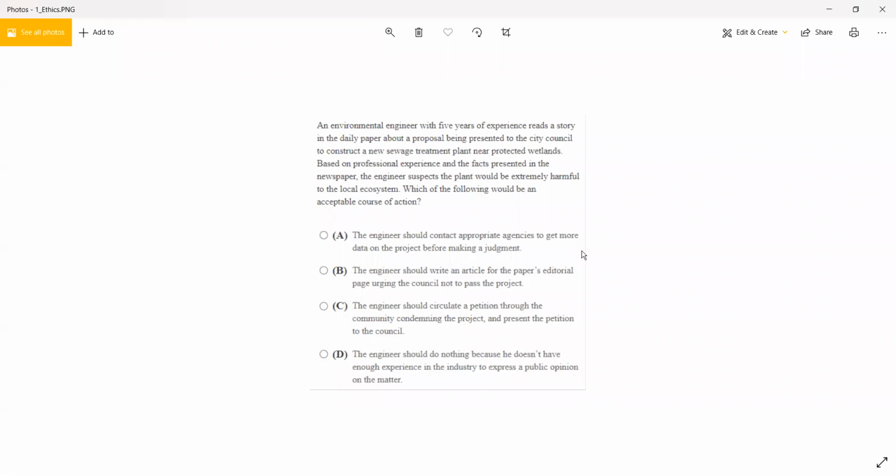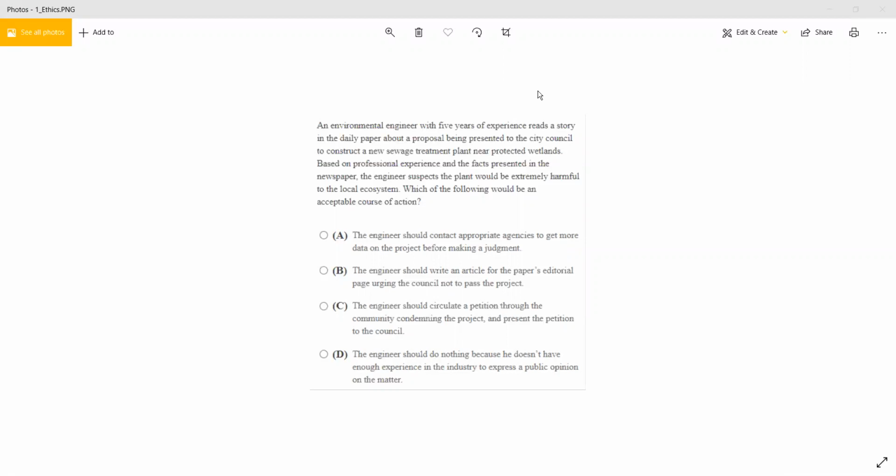So tell me, everybody. I'm going to put the poll up starting now. Oh, wait, hold on. Let me read this. An environmental engineer with 5 years of experience reads a story in the daily paper about a proposal being presented to the city council to construct a new sewage treatment plant near protected wetlands. Based on the professional experience and the facts presented in the newspaper, the engineer suspects the plant would be extremely harmful to the local ecosystem. Which of the following would be an acceptable course of action?